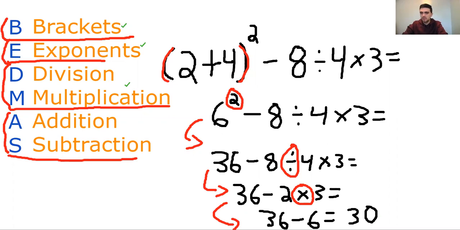So once again, what did we do? Well, let me choose a different color here. First, we dealt with our brackets. Then we dealt with our exponents. Then we dealt with our division and our multiplication together. Oh, I should highlight them here. Division and multiplication together, but we did them from left to right. Then we dealt with our addition and subtraction together, but there was only one. There was just one subtraction question, so we were able to solve over to the right and get our answer of 30.